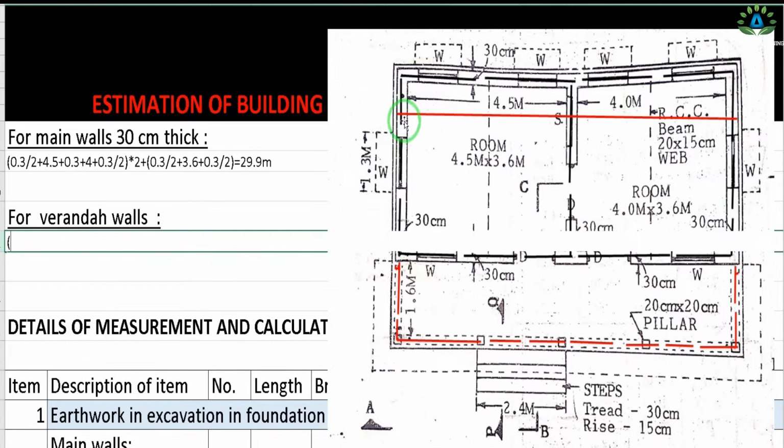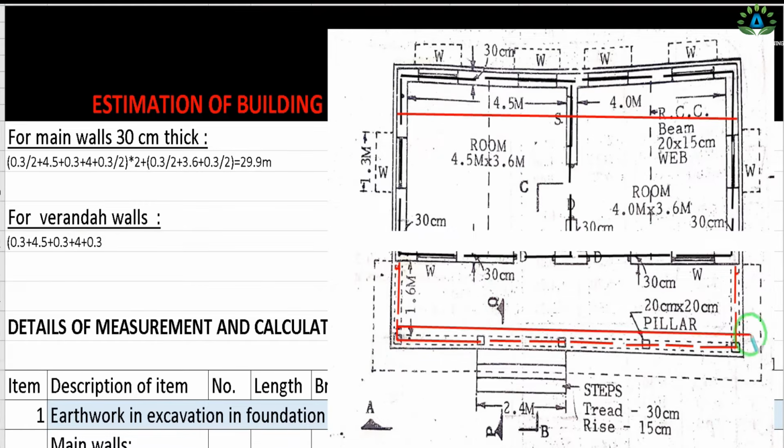So we have this wall 0.3 meter plus the width of this room is 4.5 meter plus the width of this wall is 0.3 plus the width of this room is 4 meter and again the width of this wall is 0.3. So we have now got the total outer to outer length, but we need the total distance from this point up to this point.